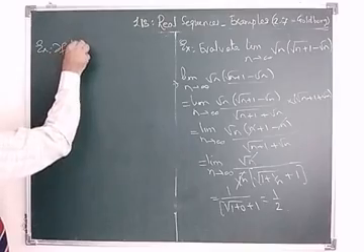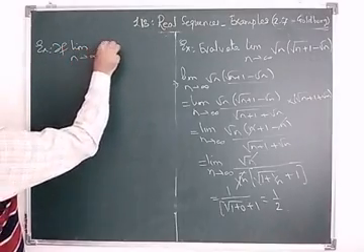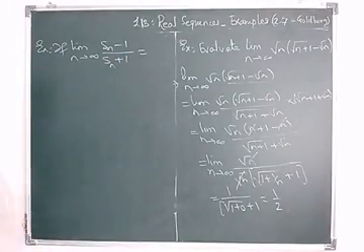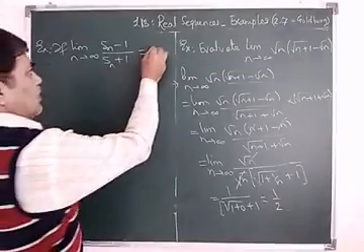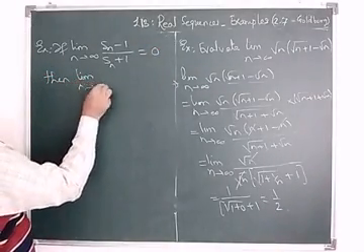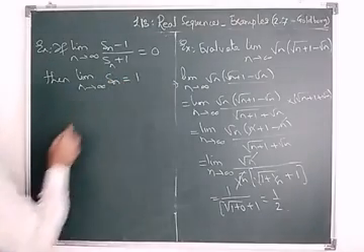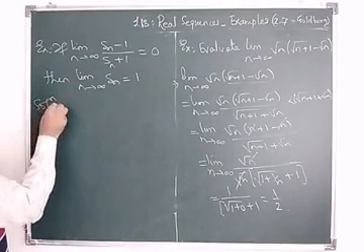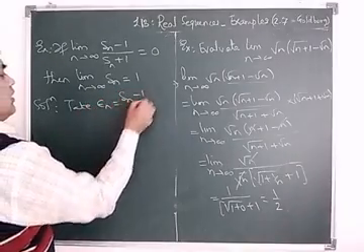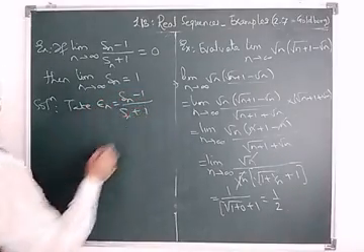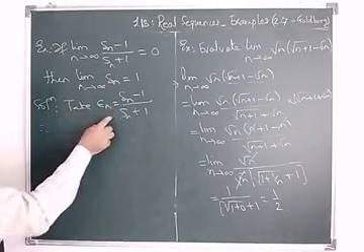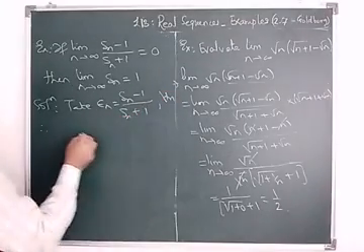If limit n tends to infinity of Sn minus 1 upon Sn plus 1 is equal to 0, then show that limit of Sn is 1. Solution: take epsilon n is equal to Sn minus 1 upon Sn plus 1, and then solve this for Sn. What will we get?